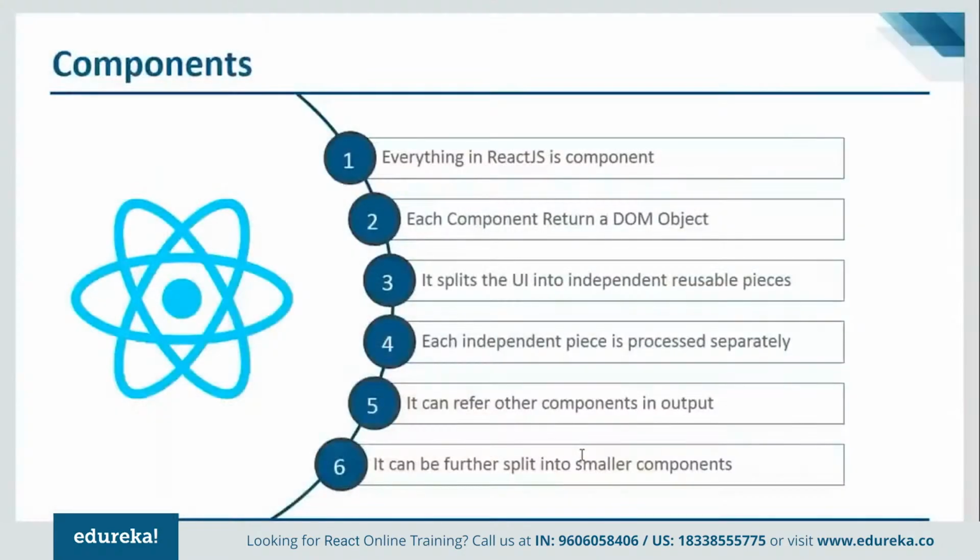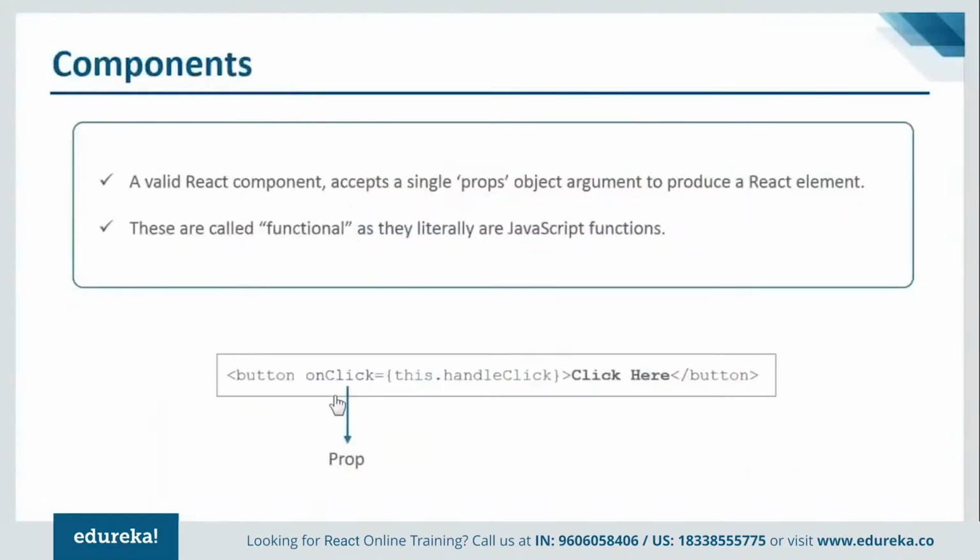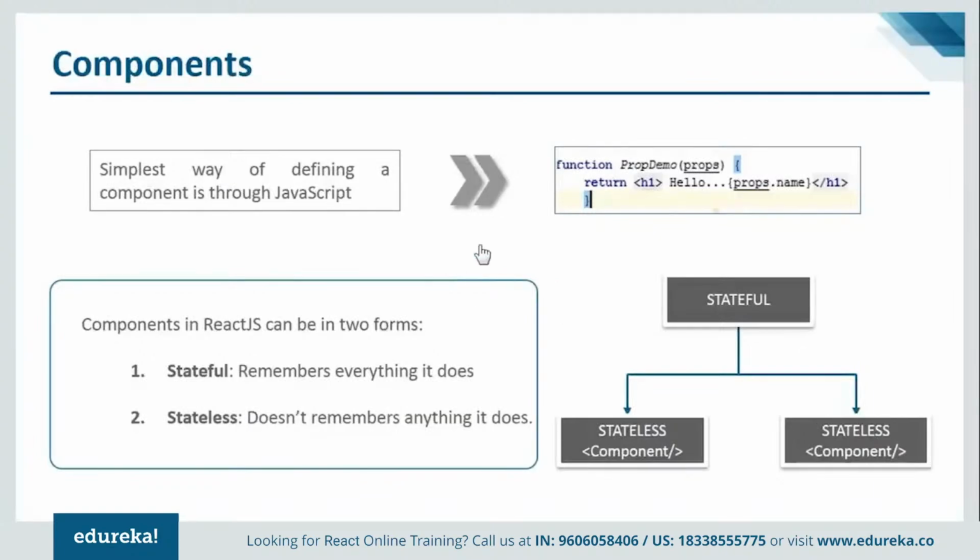Now let's go further in our PPT. Okay, so here a valid React component can always accept a single object argument and then produce a React element. Now these are called the functional elements, as they are literally JavaScript functions, as you can see. So here we are calling one handle click function. Now whenever this function is called, it will always return us one HTML representation. So that's why these are called the functional elements. In addition to this, we can simply define a component through JavaScript. As you can see, here we are creating one function which is named prop demo. It is accepting one props and then it is returning one HTML representation. So this is how the components work.